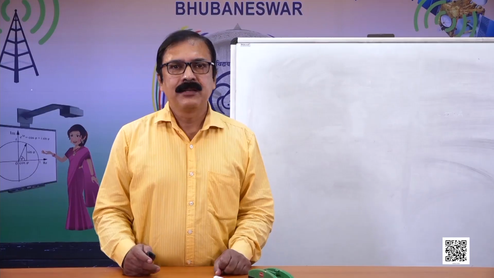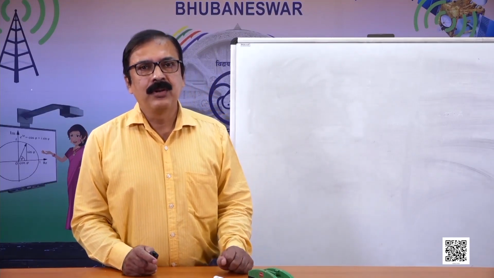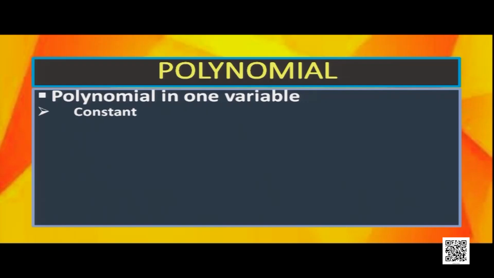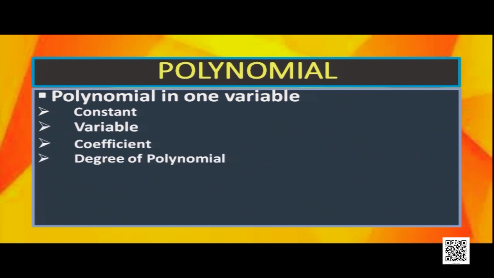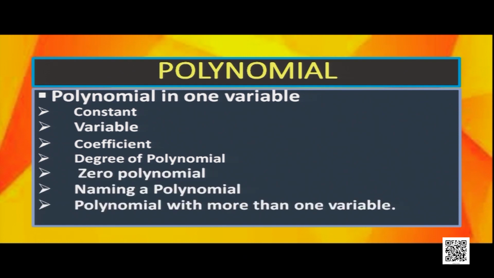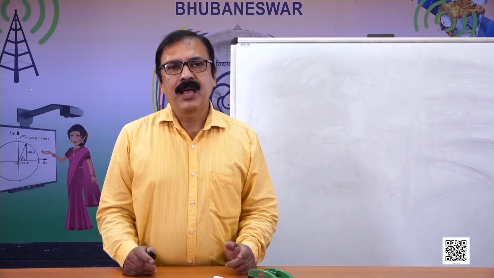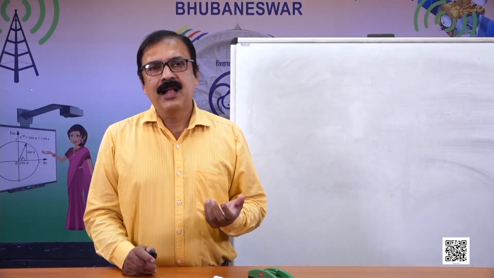In this session, we are going to discuss polynomial in one variable, constant, variable, coefficient, degree of polynomial, zero of polynomial, naming a polynomial, and polynomial with more than one variable. So here let's see how to express the algebraic expression.